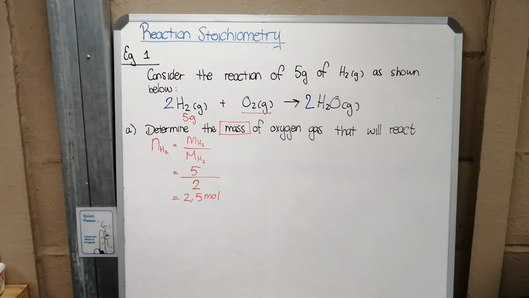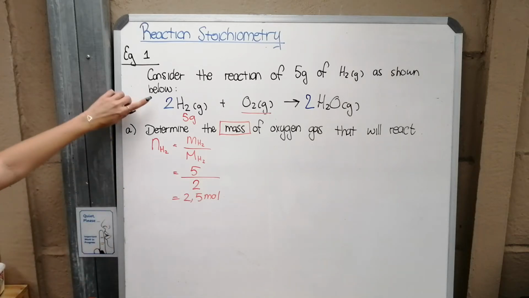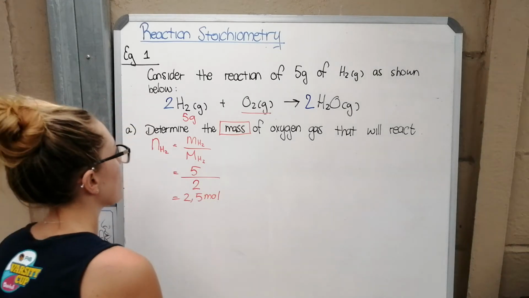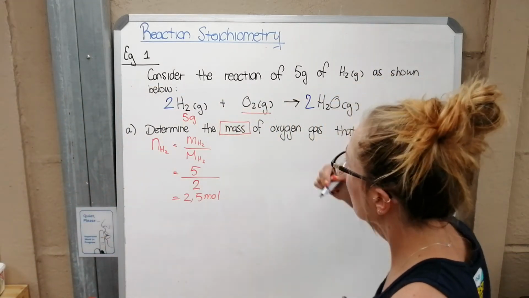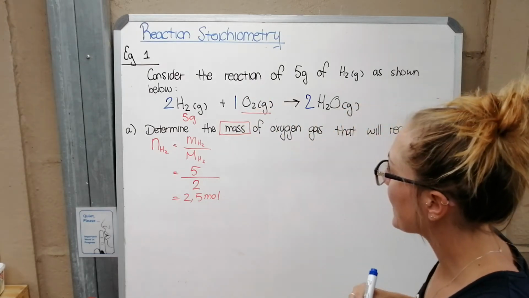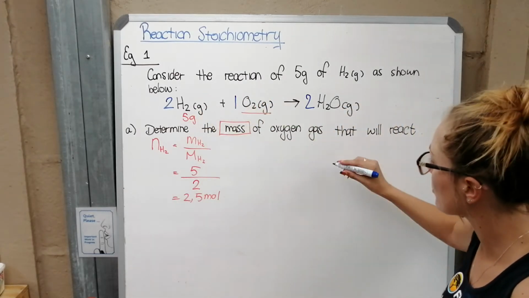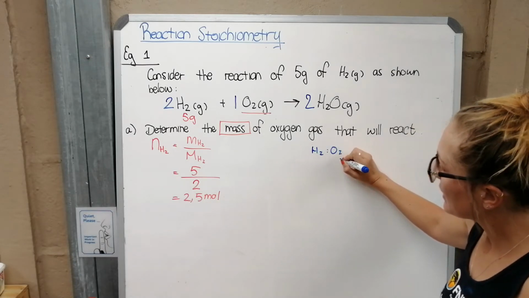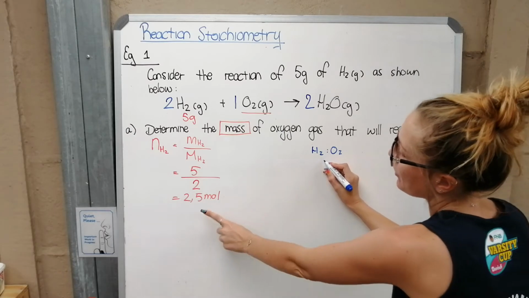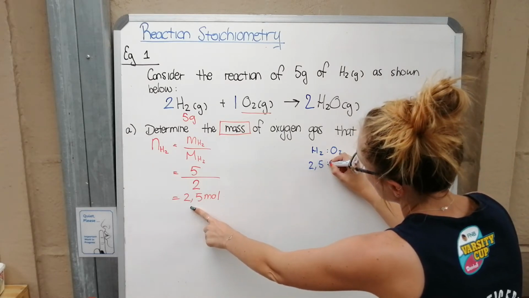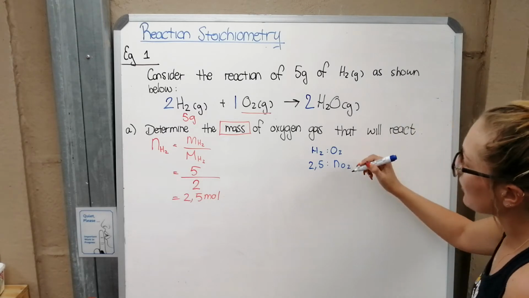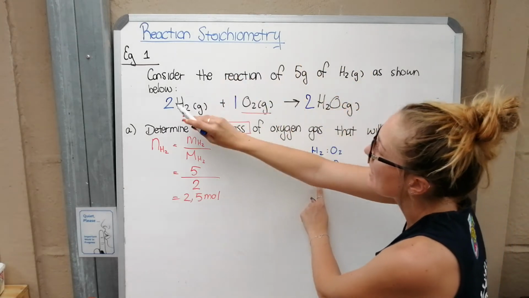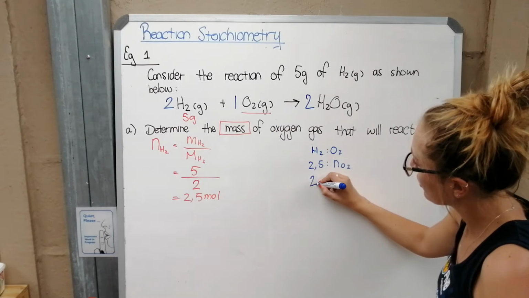Step 3, this is where things get a little bit trickier, is to convert what we have to what we want by using the ratios from our balanced equation. So just a reminder, if there's no number here, it means that that's actually a 1. Okay, now we have H2, we want O2. So H2 to O2. H2 number of moles is 2,5 to the number of moles of O2. And from our balanced reaction equation, that's a 2:1 ratio.